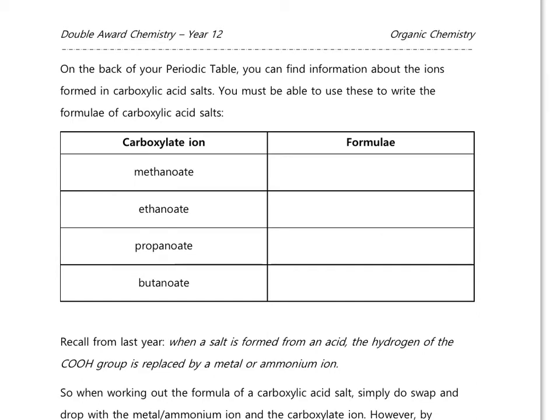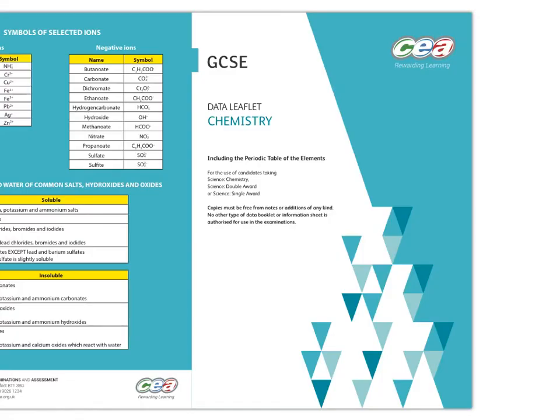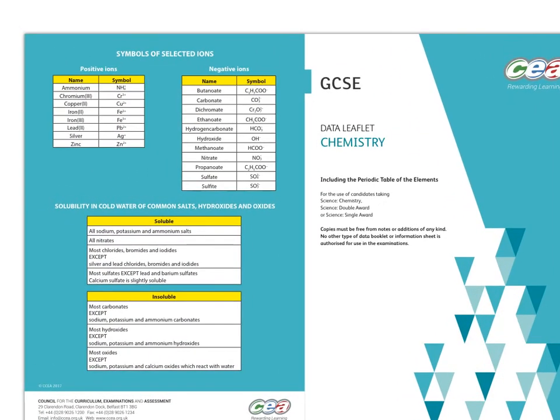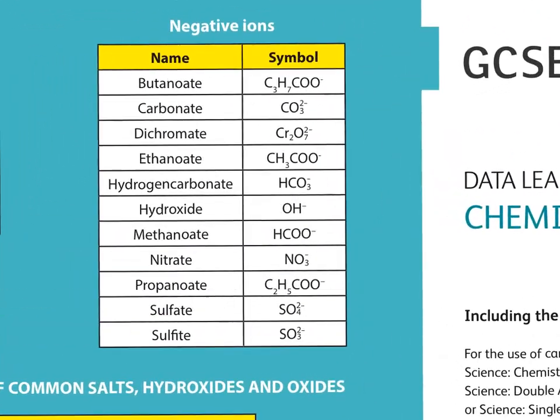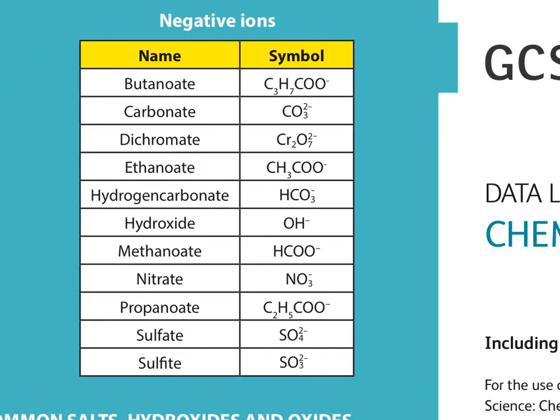But the good news is all of this information is on the back of your periodic table. So what I'd like you to do is get your periodic table out and turn to the back of it. If you need a bit of time to get that out, pause the video and then start again once you've got it out. So this is what the back of your periodic table should look like. And actually, you may have never noticed before, but in the negative ions, you have all the carboxylic acid ions that are formed there for you, and the information is all there.